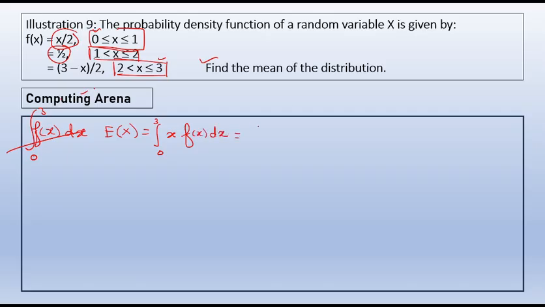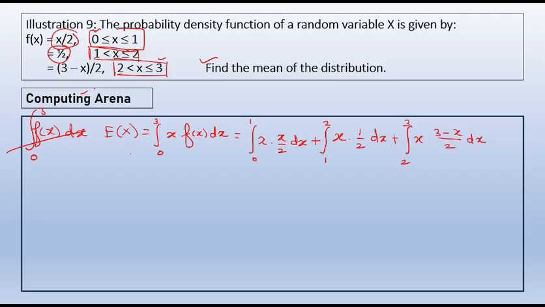Now we use this formula from 0 to 1, because the first part is 0 to 1, then x. And what is f(x) here? f(x) here is x by 2. x will remain the same, but the density function will change because it is defined differently in different parts. Then comes 1 to 2, where x is multiplied by 1 by 2. It is constant; this part probability is constant. And then we have 2 to 3, and then we have x multiplied by (3 minus x) by 2 dx.